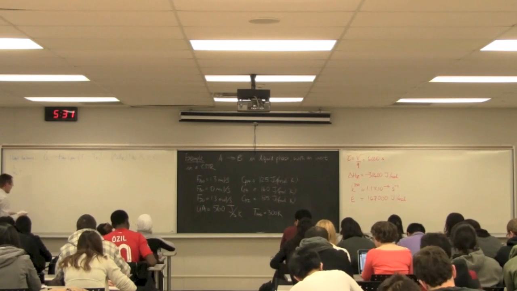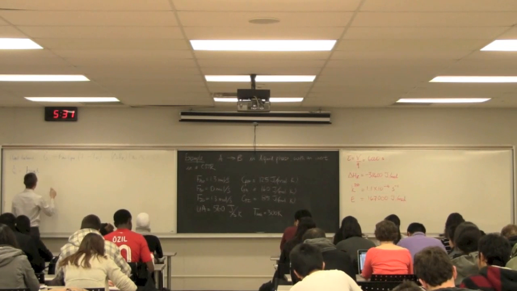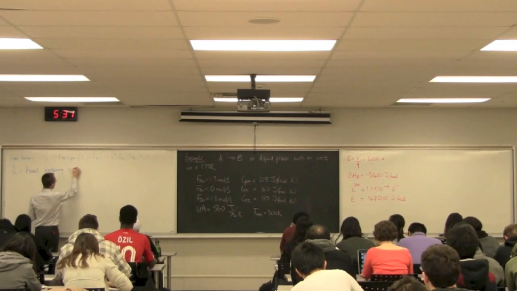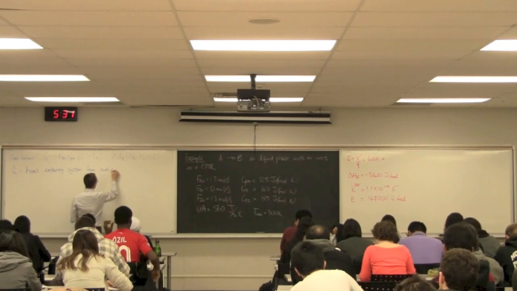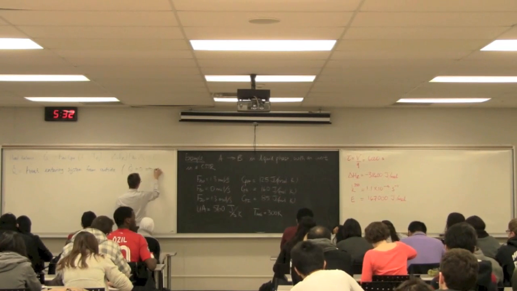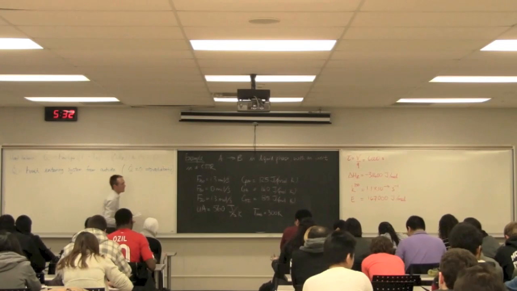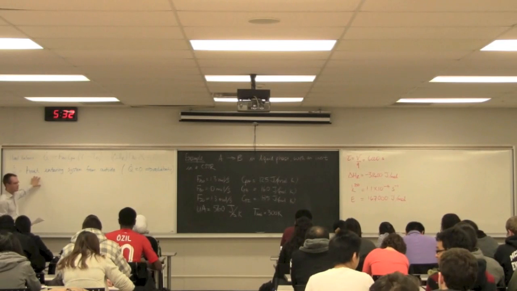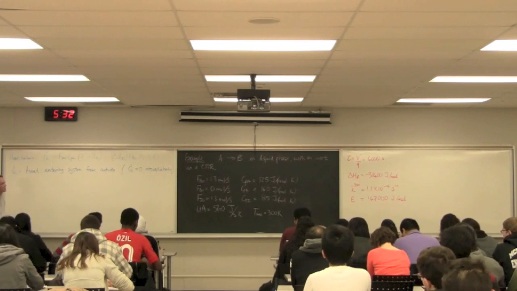Q dot, let's be clear on our sign convention here, is the heat entering the system from outside. If Q dot is equal to 0, then it implies it's adiabatic. So make sure that if heat is entering your boundary, it's positive. If heat is leaving, Q dot needs to be negative.